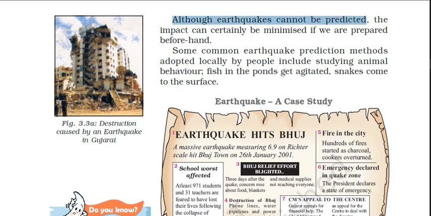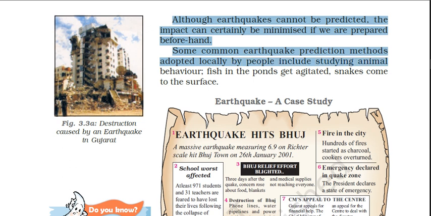Although earthquakes cannot be predicted, the impact can certainly be minimized if we are prepared beforehand. Some common earthquake prediction methods adopted locally by people include studying animal behavior. Fish in the ponds get agitated, snakes come to the surface.